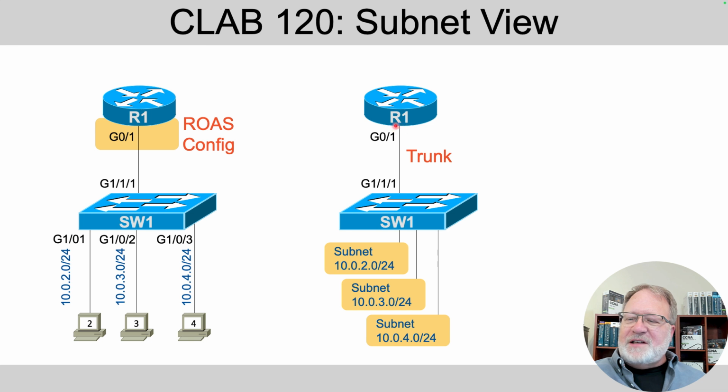And this router on a stick configuration we're going to add on router R1 needs to give it some kind of an interface, probably a sub-interface, with an IP address that connects to each of these 3 subnets.